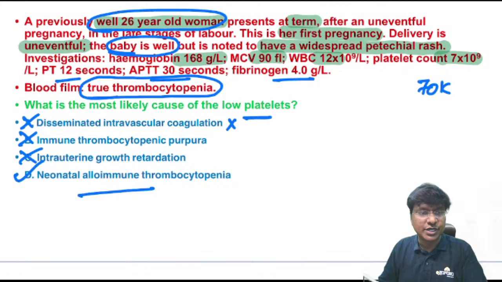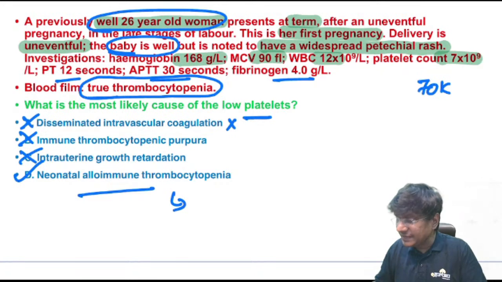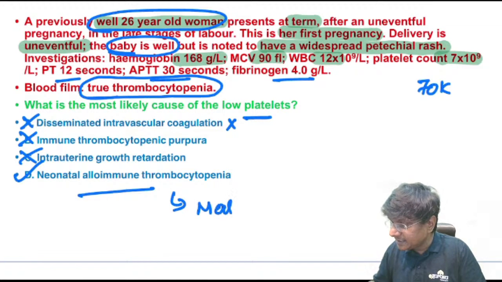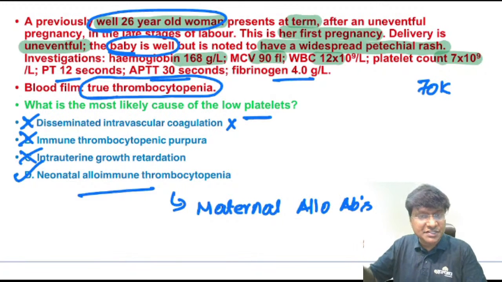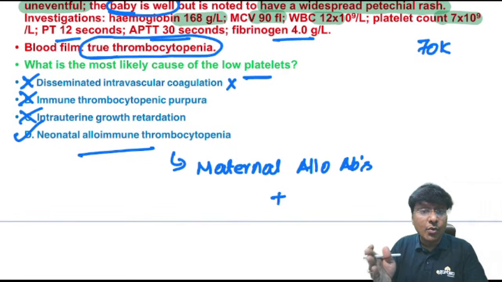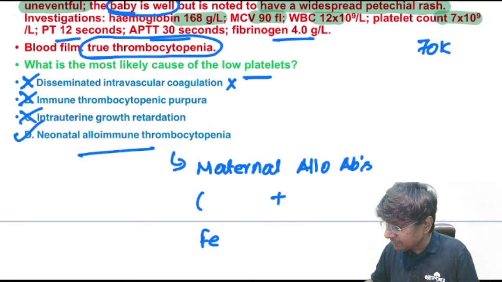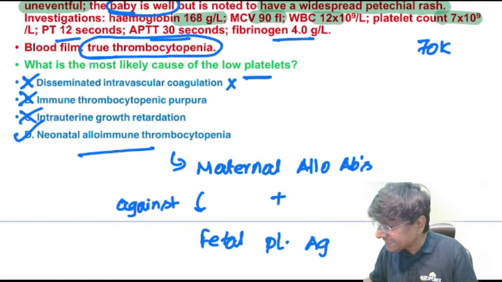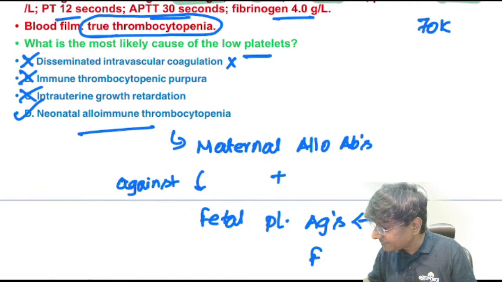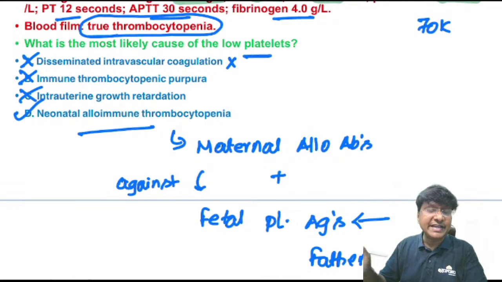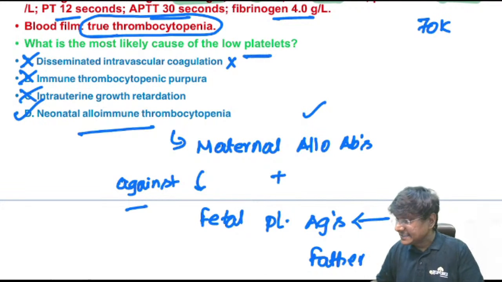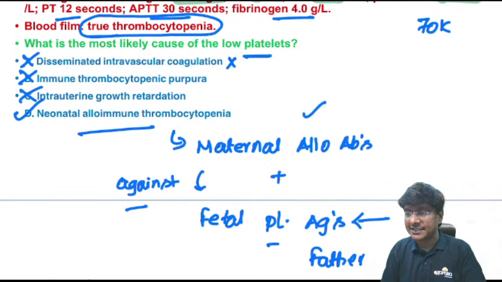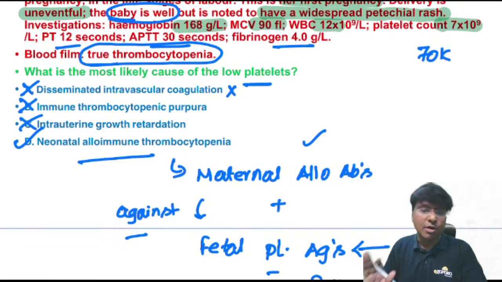Now, what exactly do you understand by this term, neonatal alloimmune thrombocytopenia? When will this occur? This will occur when maternal alloantibodies, maternal meaning the ones coming from the mother, are formed against the fetal platelet antigens which are inherited from the father. So what do you mean by neonatal alloimmune thrombocytopenia? This occurs when maternal alloantibodies are formed against the fetal platelet antigens inherited from the father. That is what is called neonatal alloimmune thrombocytopenia.